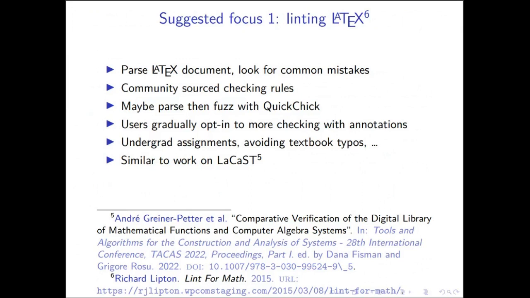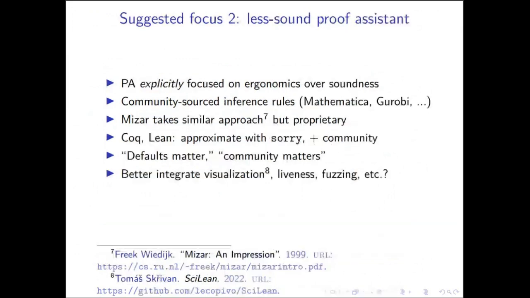You could imagine users gradually opting in to stronger checking by adding annotations and so forth. And I think this could be really useful for something like avoiding typos in a textbook, right, where you really have control over what you're writing. So this is sort of what I see as the pure going from the left to the right. And then the last major one is going from the right to the left.